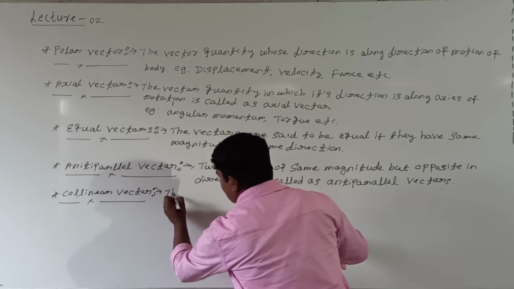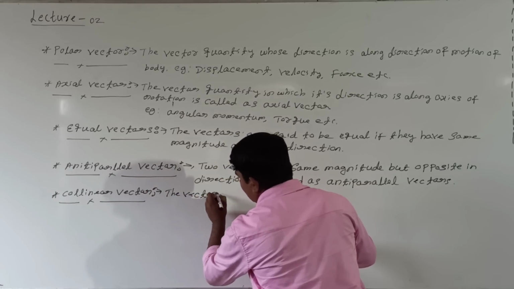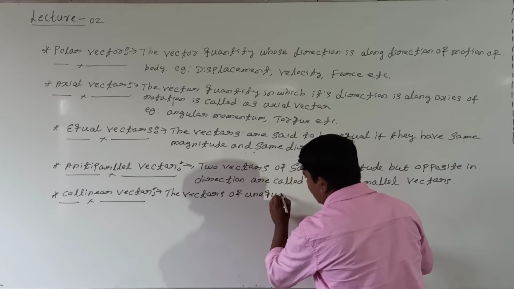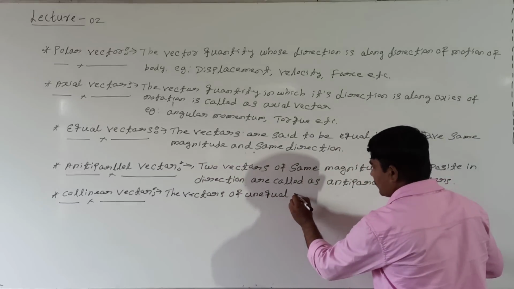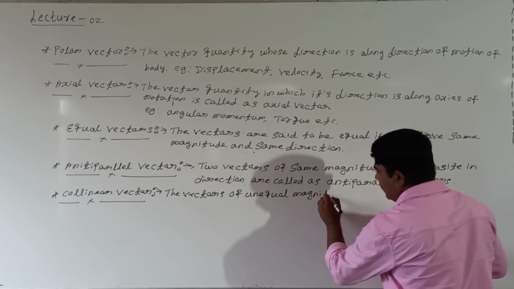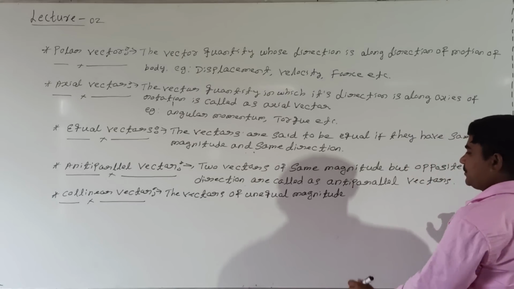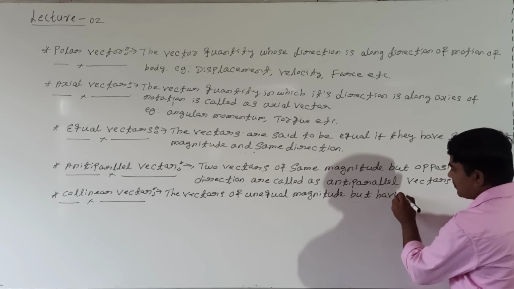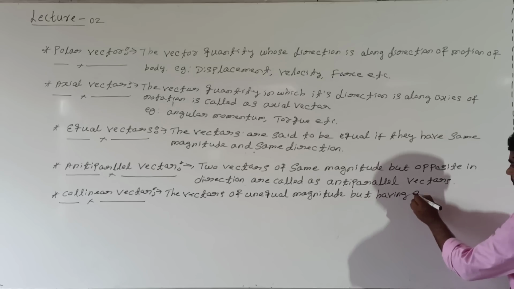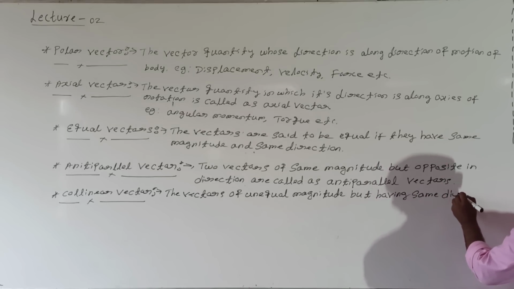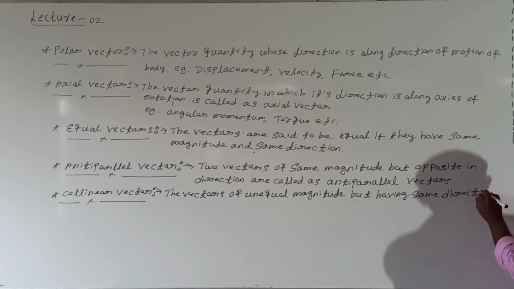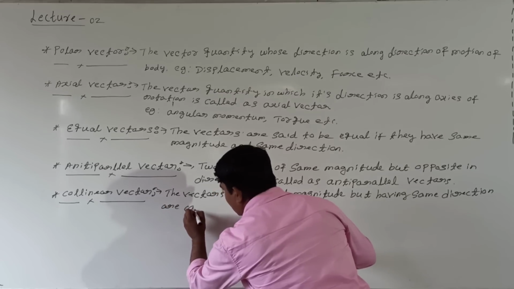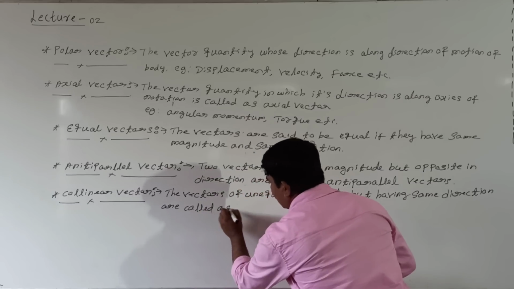The vectors of unequal magnitude, but having the same direction, are called as collinear vectors.